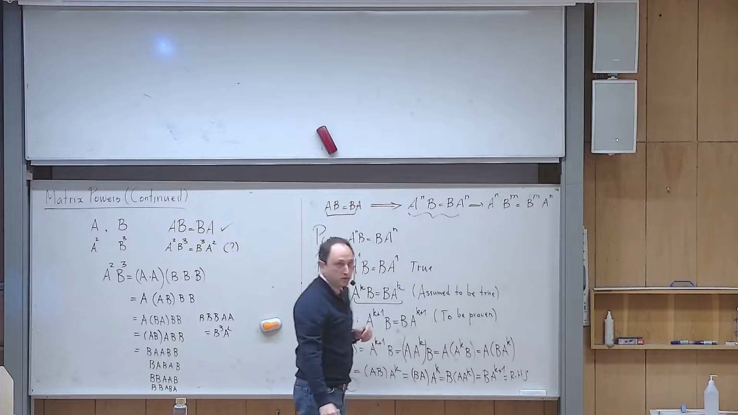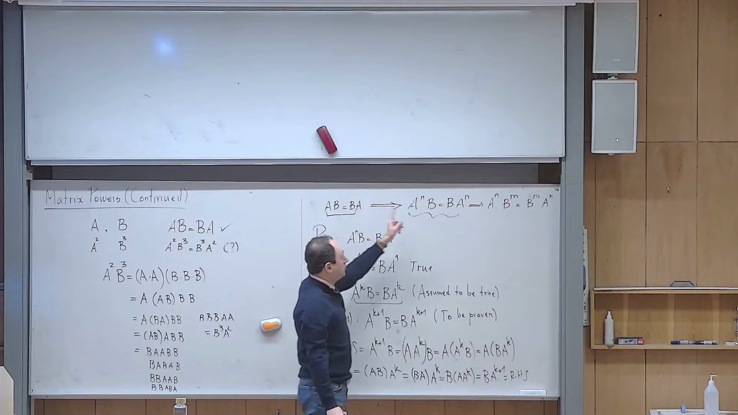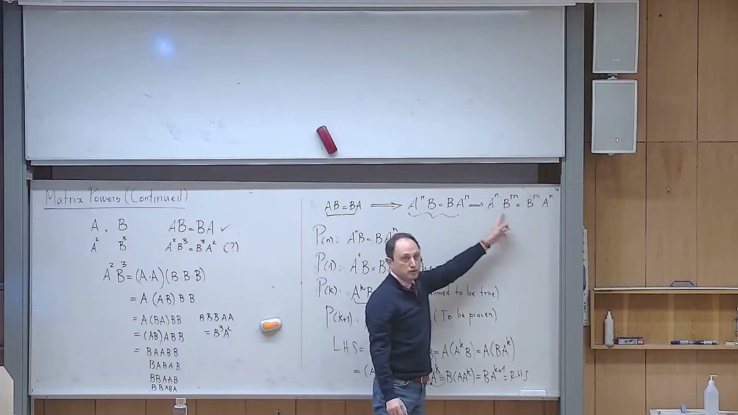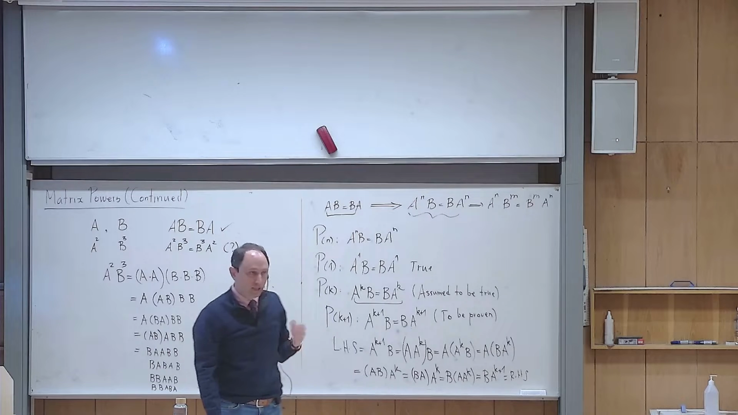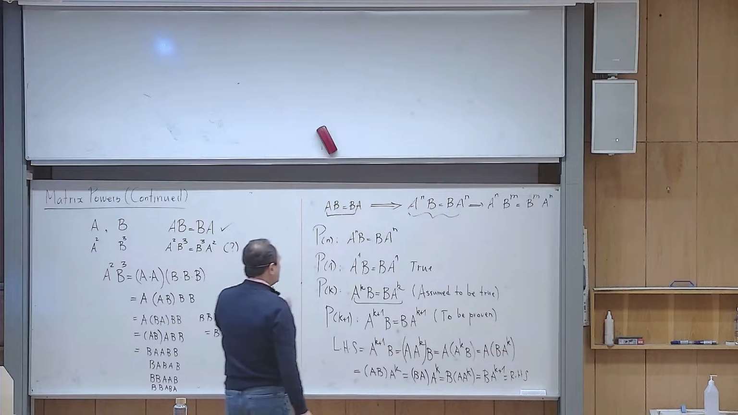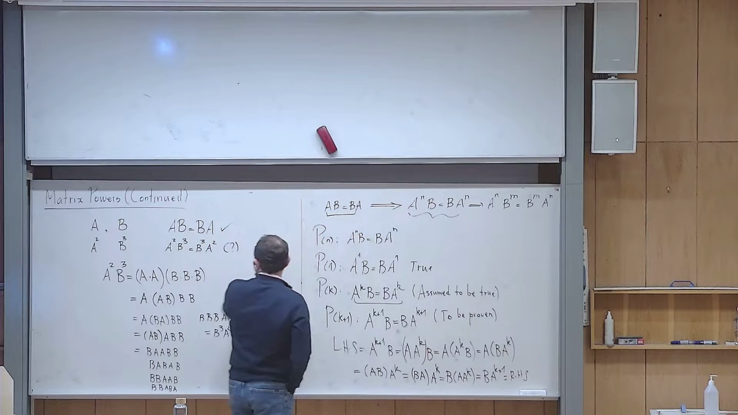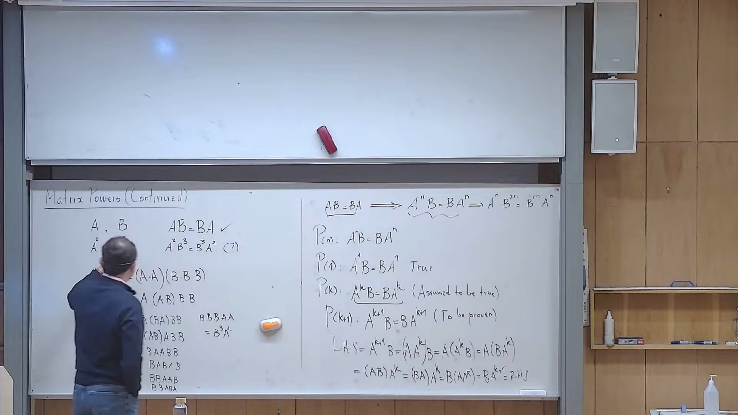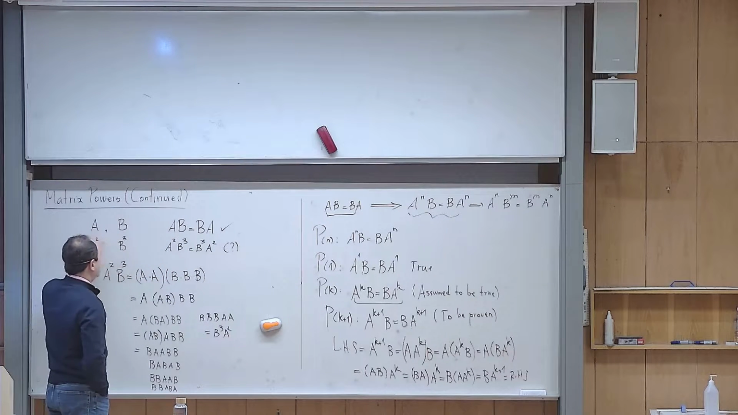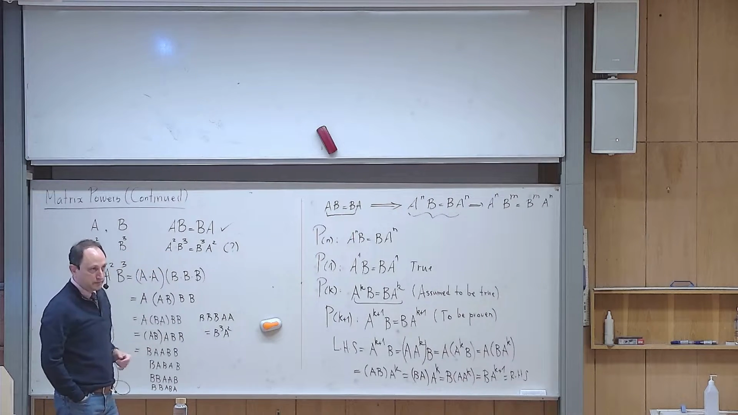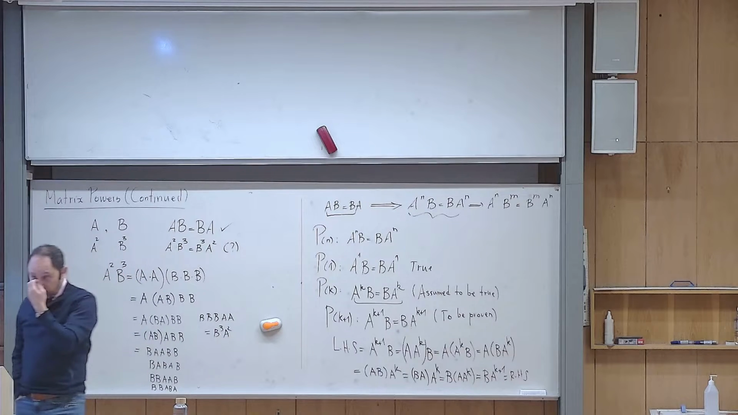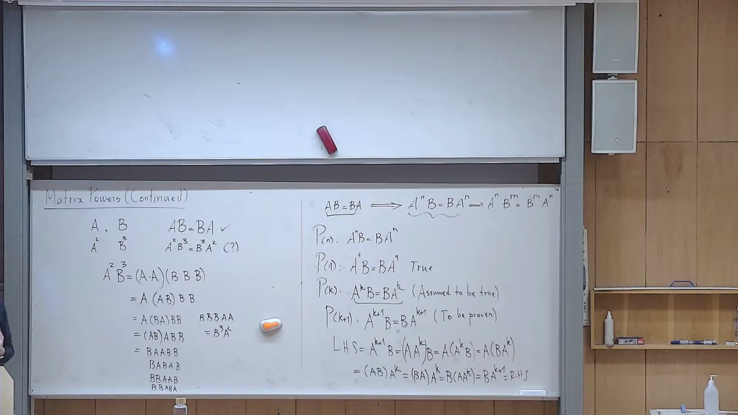So from here I can conclude this. It means that if I have a pair of commuting matrices, it doesn't matter if you raise one of them to any power, for example 2, and the other one to any other power, or even the same power, the resulting matrices are still commuting. That is the content of this theorem.